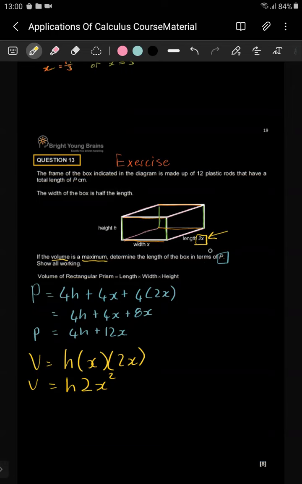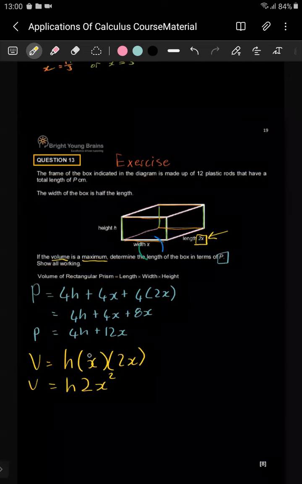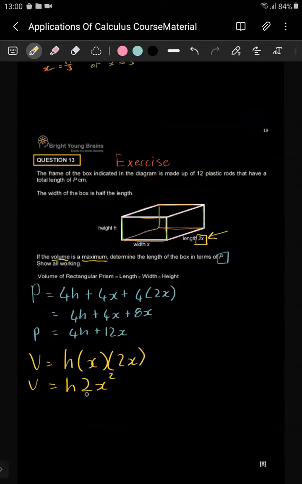So if the length needs to be in terms of P, and we're talking about volume, looking at our volume equation, it looks as though it is only going to be useful to us if it is at least in terms of P or in terms of X, because at least that incorporates the length, and then that incorporates the P that they're talking about.